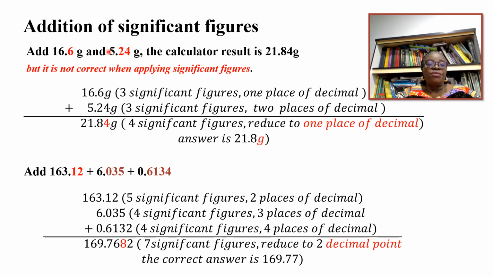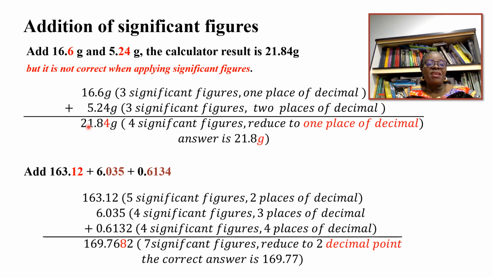result will give you 21.84 gram. But it is not a correct answer while dealing with significant figures, because 16.6 gram has 3 significant figures and 1 decimal place. 5.24 gram has 3 significant figures and 2 decimal places.